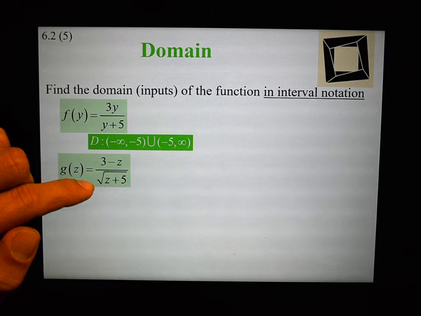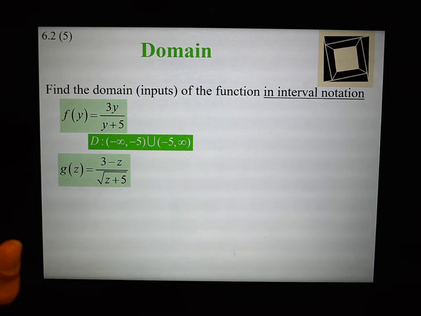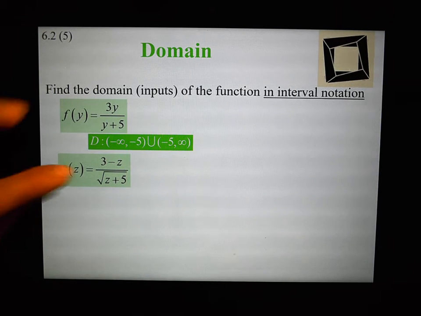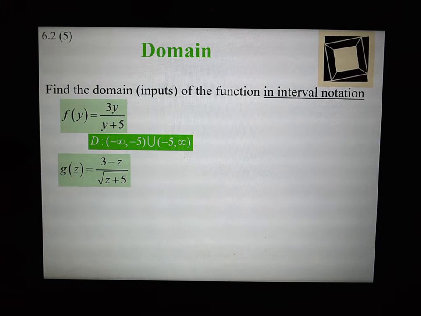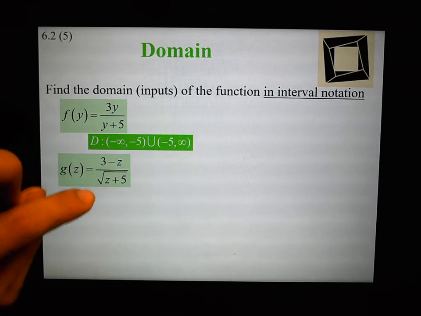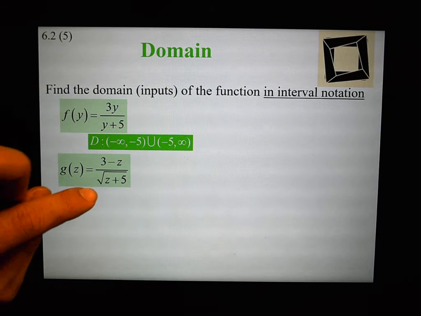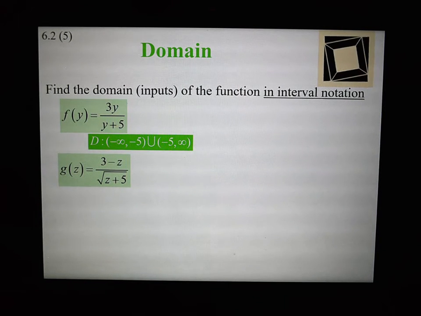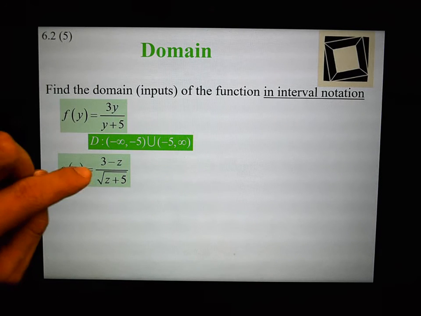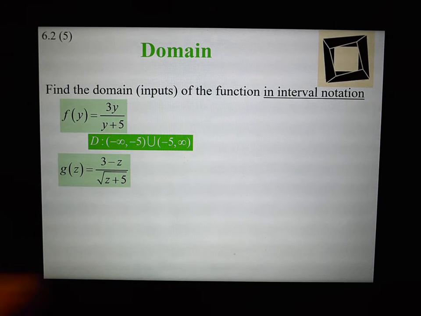Now for this one we have a couple different things. We cannot have negative numbers, so we cannot square root anything that's going to be negative. Meaning I can use negative 4, that's fine. But I can't have anything that's like negative 6. And as a matter of fact, I can't divide by 0.